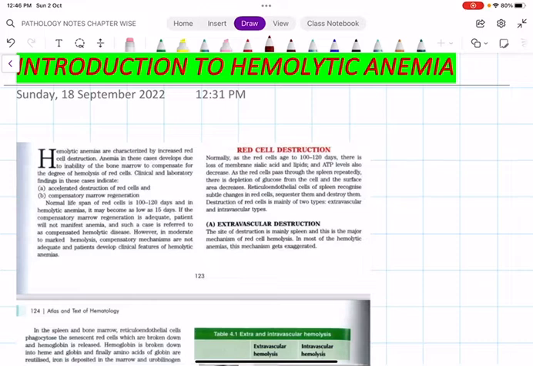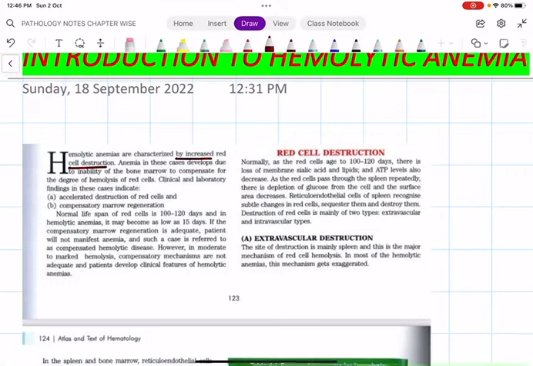So, hemolytic anemia. As the word indicates, lytic means they are characterized by increased red cell destruction, because of lysis, which may occur either intravascularly or extravascularly, that we will discuss soon. Usually the bone marrow will try to compensate for this RBC loss. But in hemolytic anemia, because of the inability of the bone marrow to compensate for the loss of RBCs in the periphery, whether it is intravascular or extravascular hemolysis, anemia occurs.